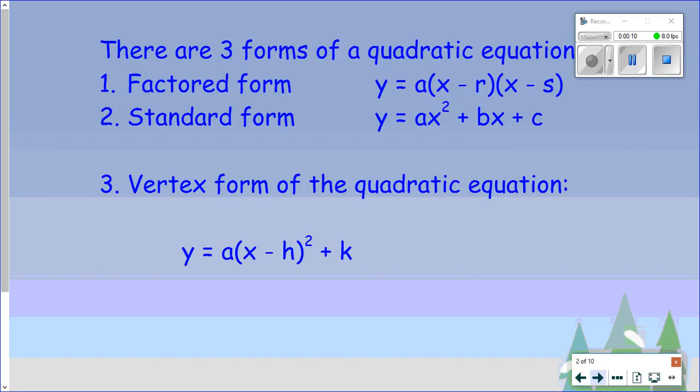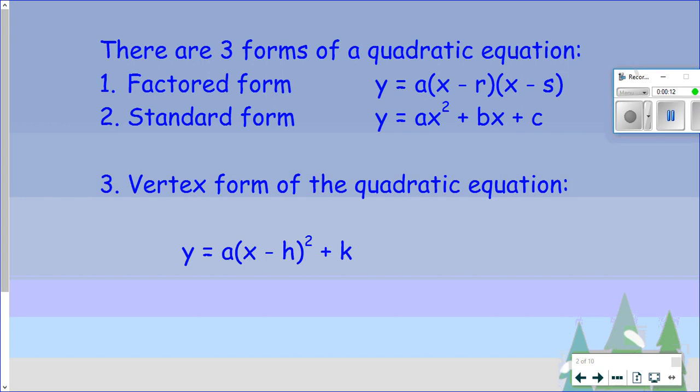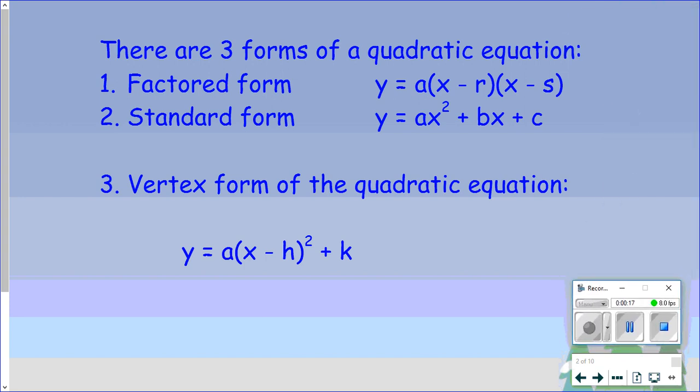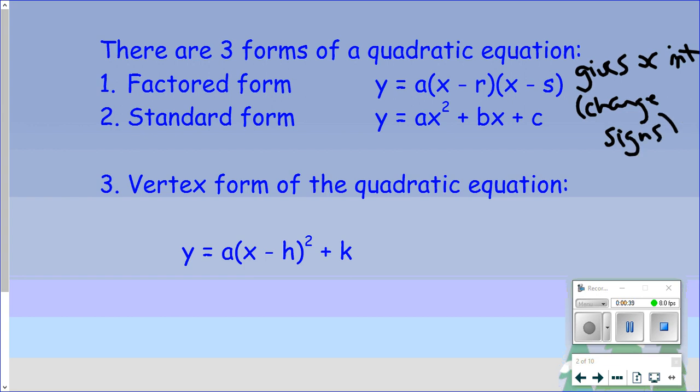As a quick reminder, there are three forms of the quadratic equation. The first one is the factored form, which we looked at initially. It was nice because it gives us the x-intercept. But we have to remember to change the signs. So if we had x plus 7, then the intercept was minus 7.